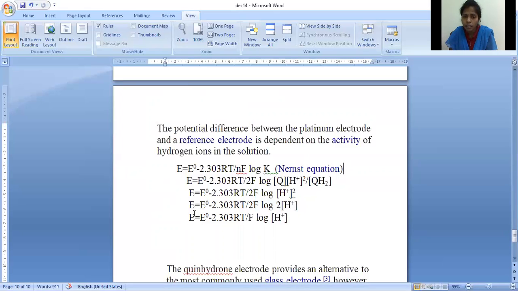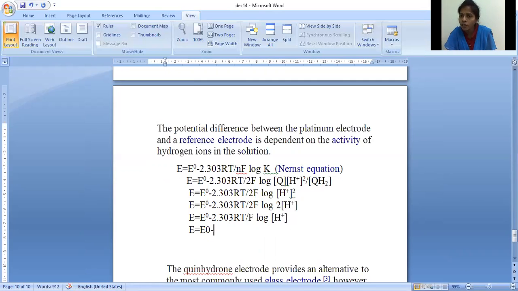So see here, the electrode potential value depends on the concentration of H plus. If the H plus concentration is changing, the electrode potential value also changes. So this is the Nernst equation. And finally, we can write one more here. E is equal to E naught minus, so what we can write here? Minus log of H plus.